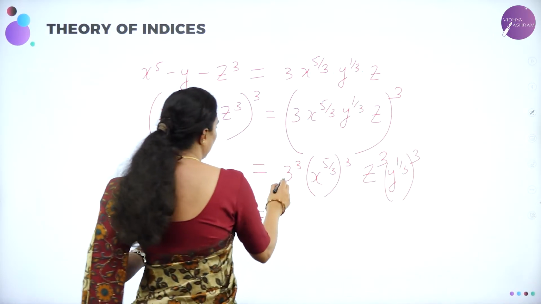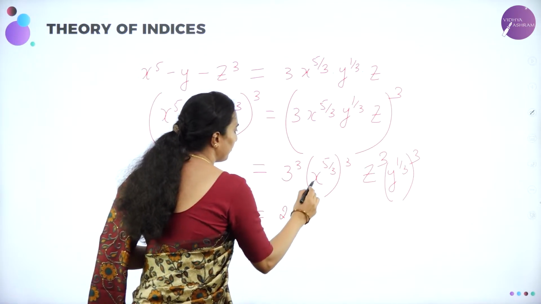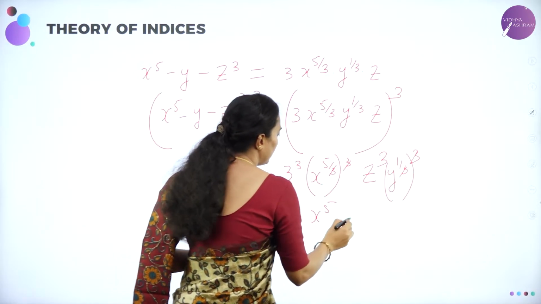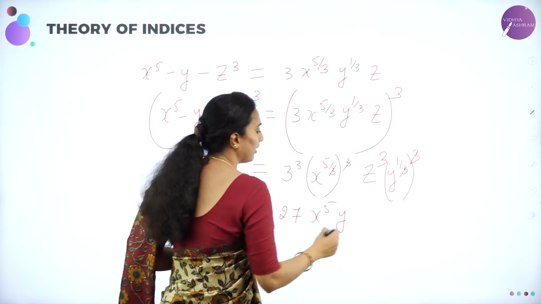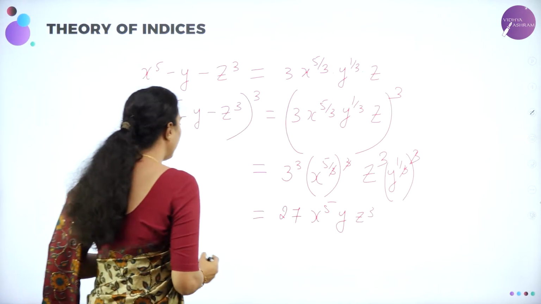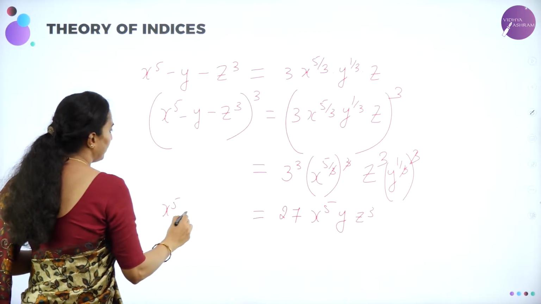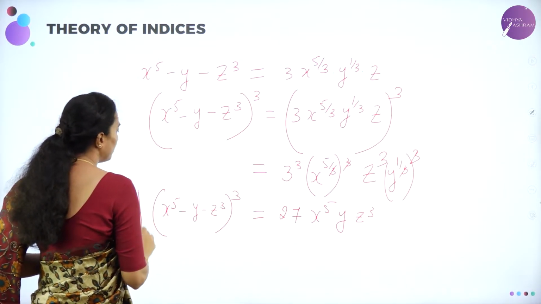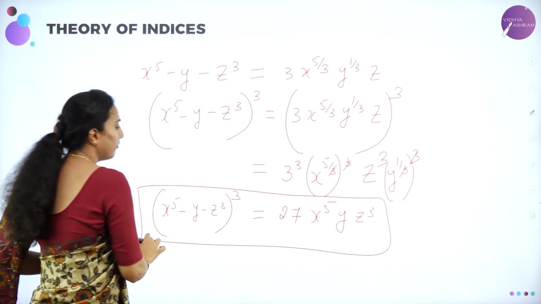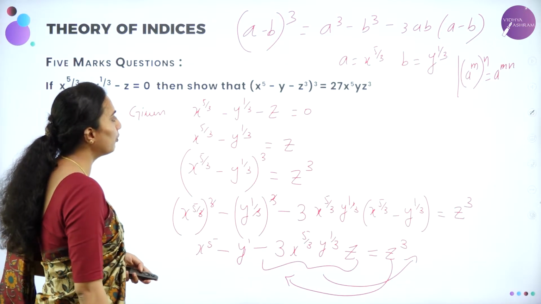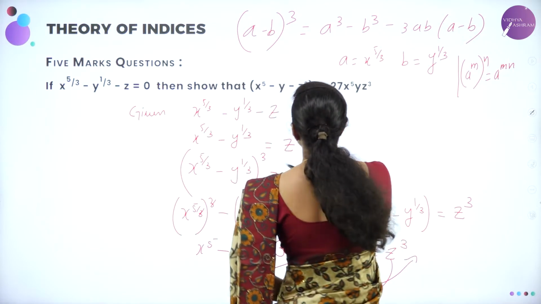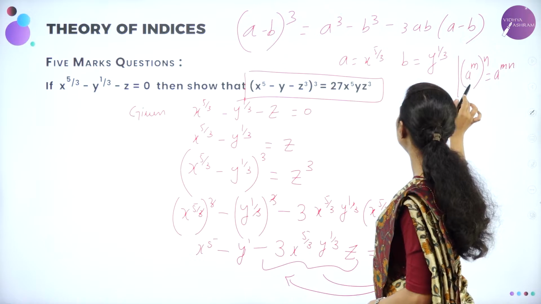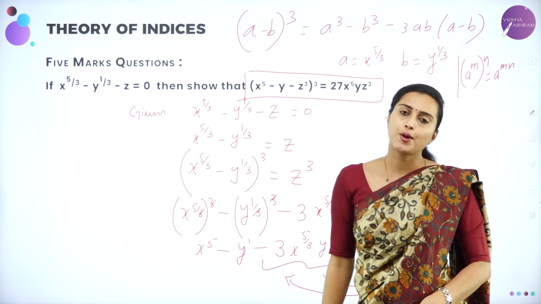So 3 power 3 is 27. 5 power 3 will get cancelled, x power 5. Y power 3 will get cancelled, y power 1 is y, and z cube. What are you having on the left hand side? X power 5 minus y minus z cube whole cube will be equal to 27 x power 5 y z cube. Is it the same proof? Yes, same proof you are having. You can compare. So this formula and this formula is very important to solve this problem.